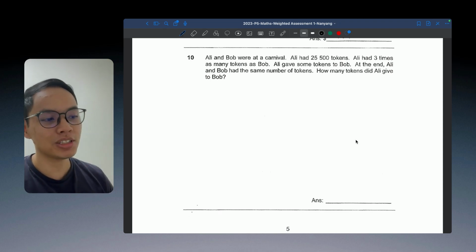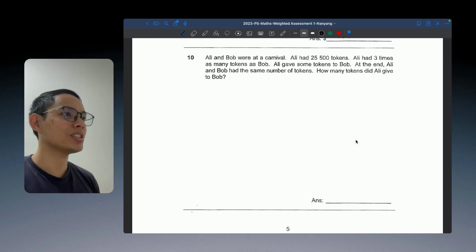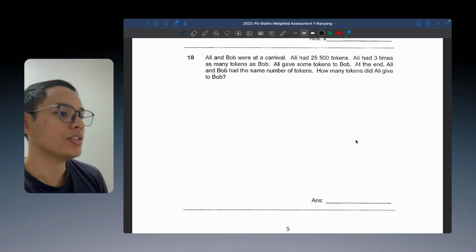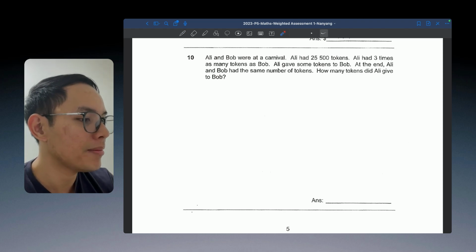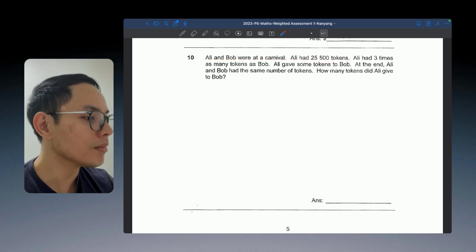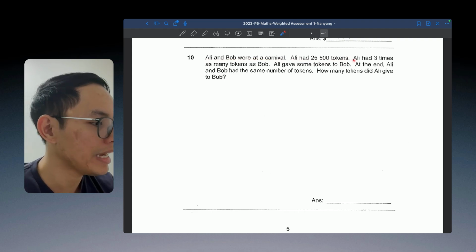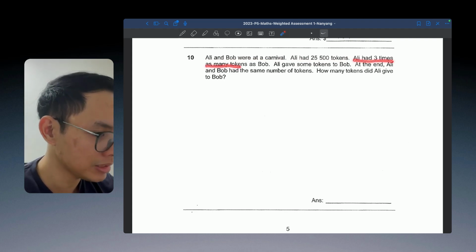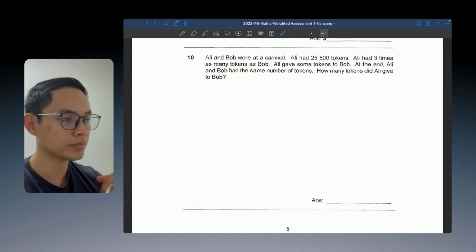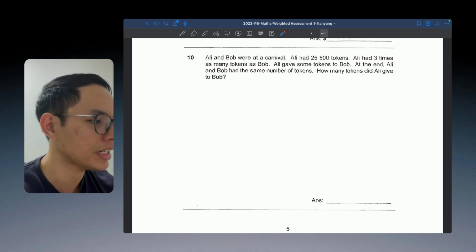Question number 10. You can pause this video, try it out on your own, and unpause this if you want to see whether you got it correct. All right, so let's read the question. Ali and Bob were at a carnival, and Ali has 25,500 tokens. So Ali had 3 times as many tokens as Bob, right? Before we move on, we need to understand what this means, right? Ali had 3 times as many as Bob.